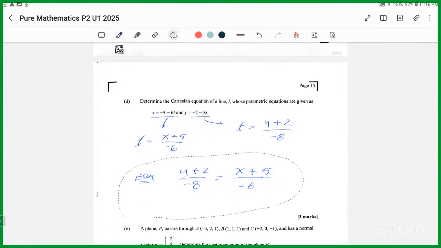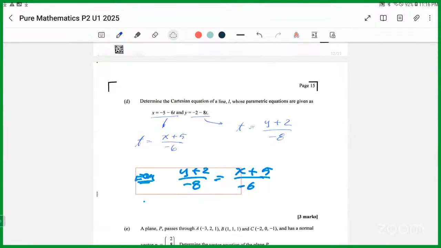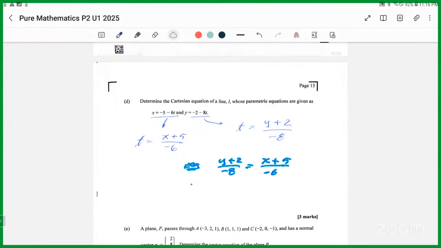Yes, this question is 3 marks. 3 marks. Okay.